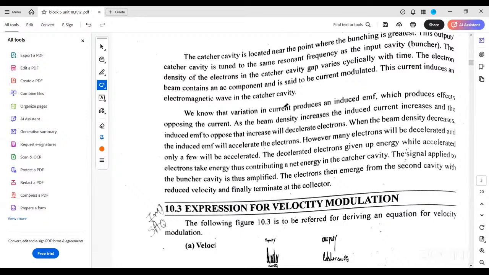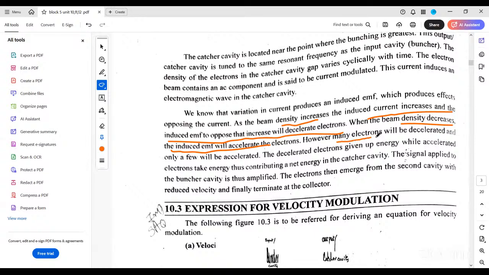We know that a variation in the induced EMF produces an effect opposing the current. Density increases, what happens? Current increases. EMF opposes the increase, so EMF decreases and deaccelerates the electrons. Next, if density decreases, current decreases, EMF will increase, which accelerates the electrons. Okay, this passage explains this.